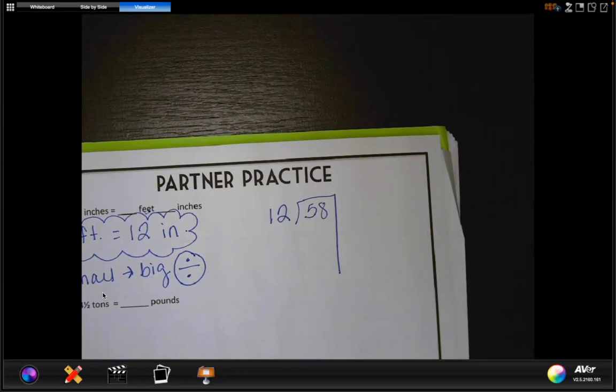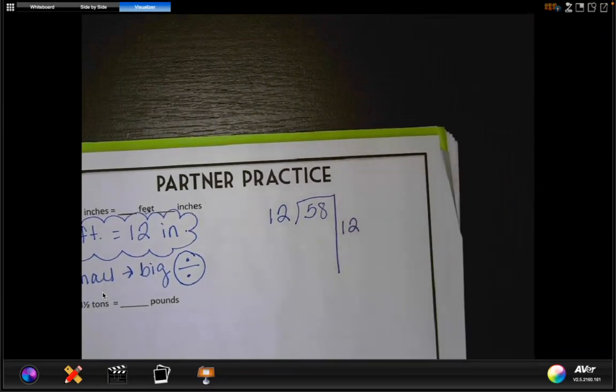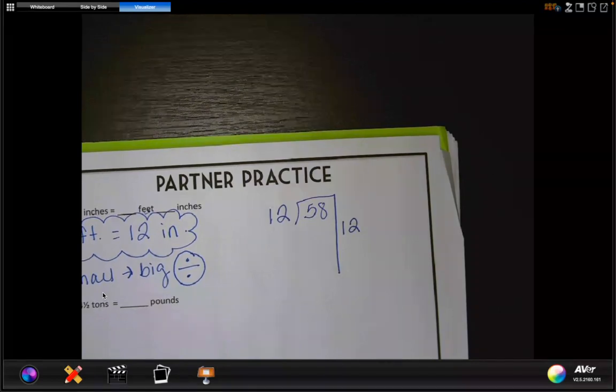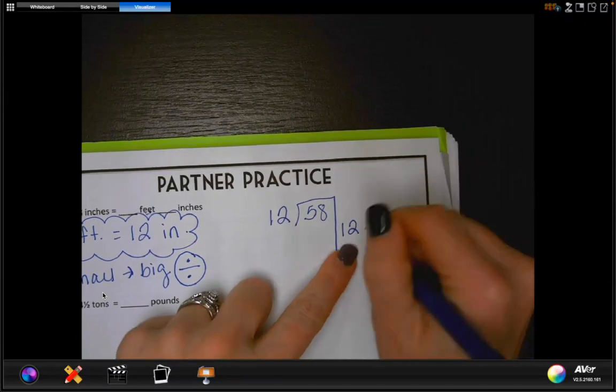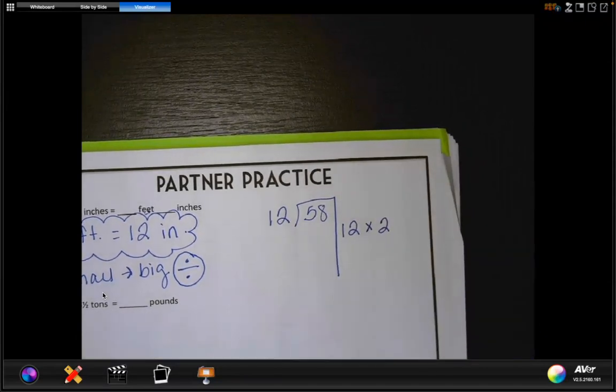All right, so let's come over here off to the side and let's solve this. So we're going to do 12 times a number, and that needs to get us close to 58. Now, if you know your 12's multiplication facts really well, you probably already know what number we're going to multiply by. But let's say you don't know your multiplication facts really well. That's okay. That's why the big 7 is a really good division strategy for us. So what we're going to say is 12 times 2. Why? Because that's an easy multiplication fact that everybody knows.